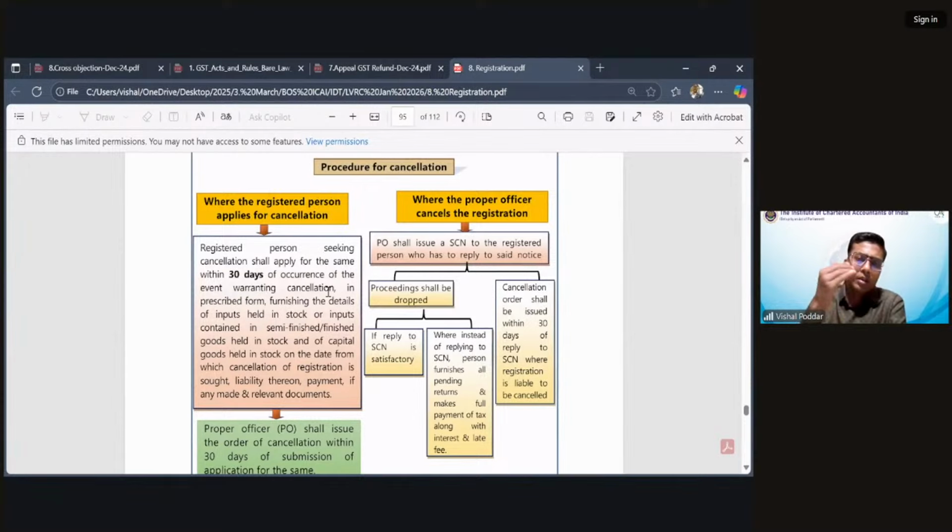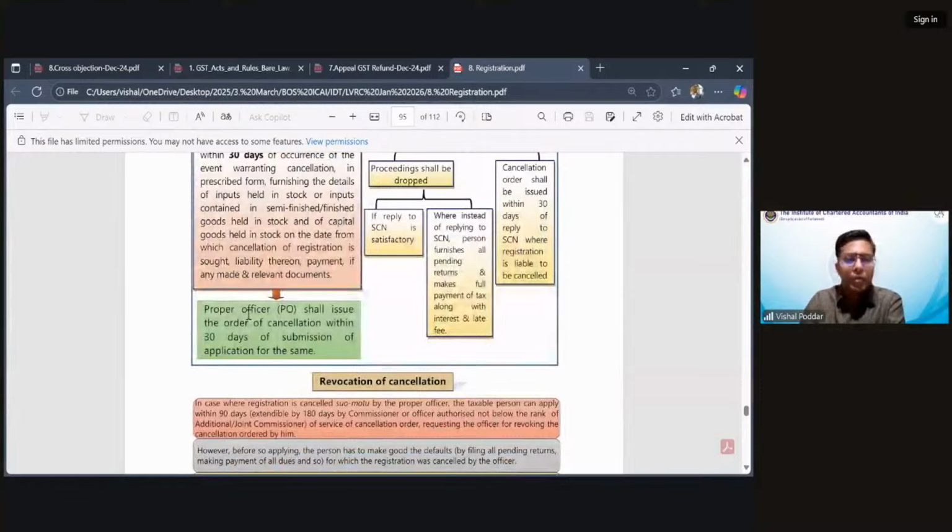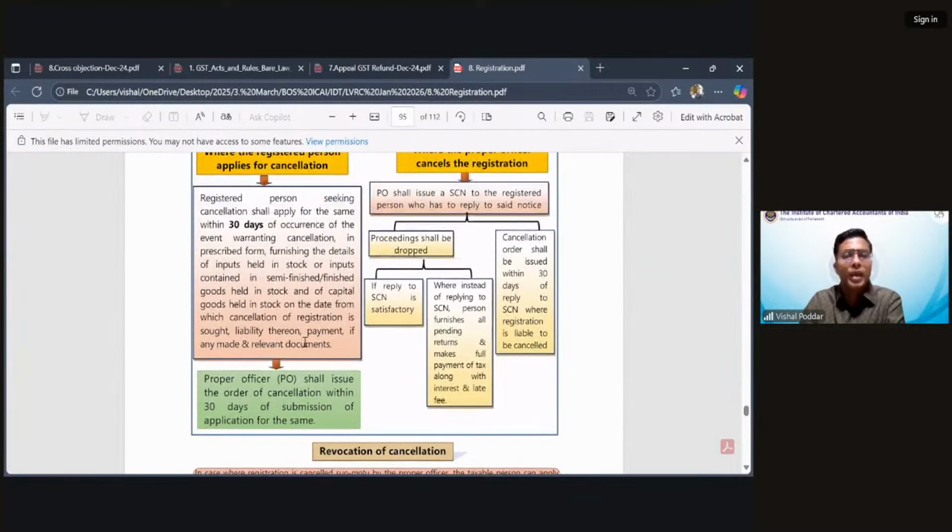Now, what is this event? Closure of business, or in case of death of the assessee by the legal heirs, or let us say your business falling below the threshold limit. In any of these cases, you are expected to make application within 30 days. The proper officer shall issue the order of cancellation within further 30 days of submission of application.